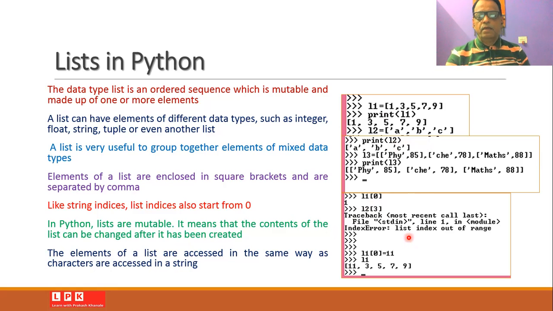If I write L1[0] = 11, that is, when I try to access a particular element and try to change its value, then it is possible in Python. Now you can change the first element of list L1 to 11, so that the list will be modified and now it will be displayed as 11, 3, 5, 7, 9.